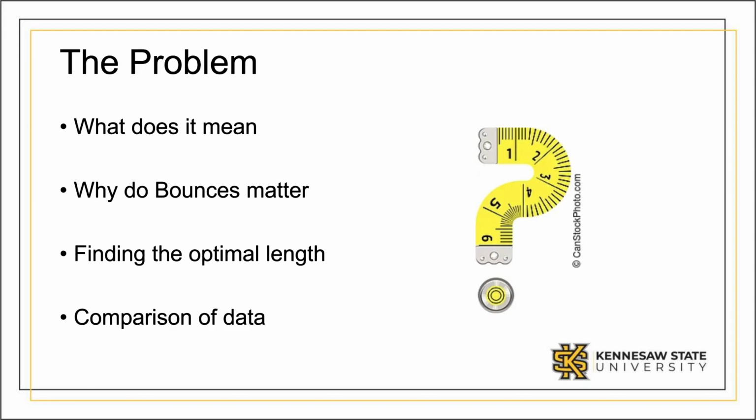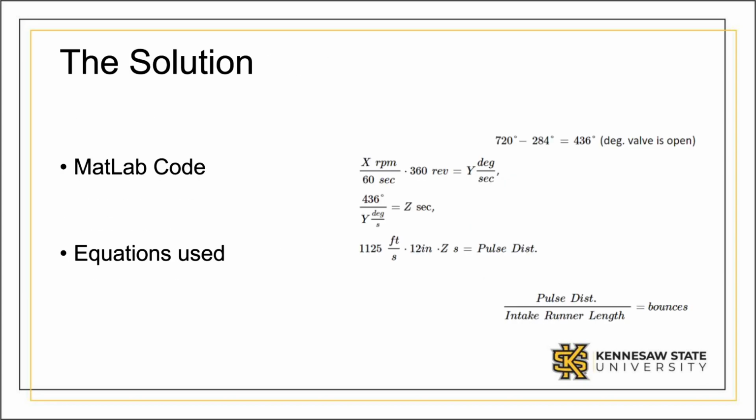Our goal is to find the optimal length of the intake runners, and we will be doing this by comparing data points. The solution: we have our MATLAB code as our current solution, and a dyno test. These are the equations used.